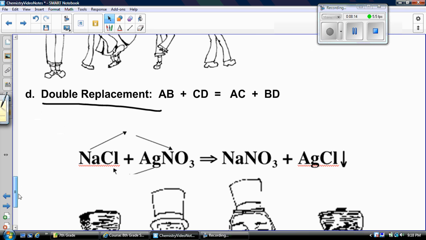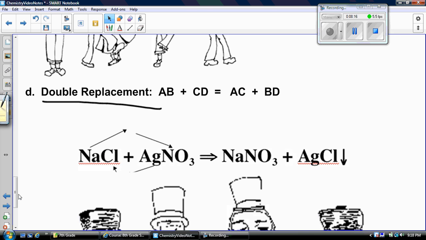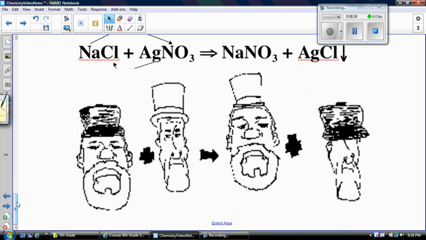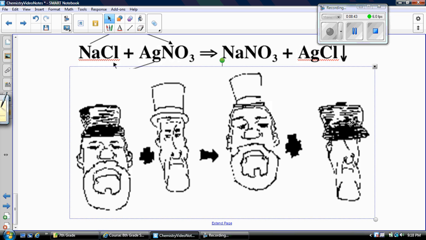The last one's a double replacement. So we've got two compounds that get mixed up into two different compounds. This one's a fun one, with faces and hats. Think of the hat and the face as forming a compound. So we've got a certain man with a hat, and a certain man with a hat. These are our two compounds, and we mix them up. This face now has this hat. That face now has this hat. And obviously that hat is too big for him.